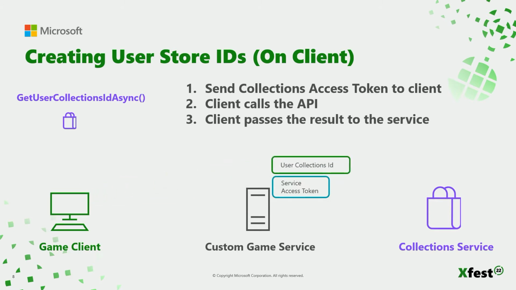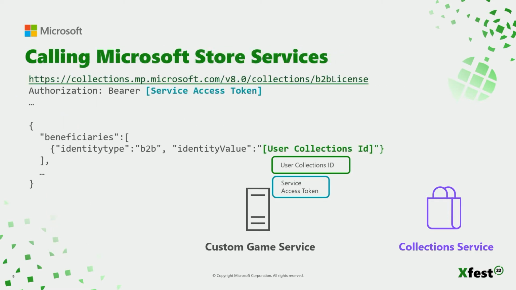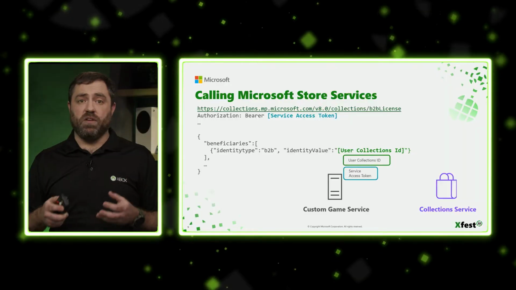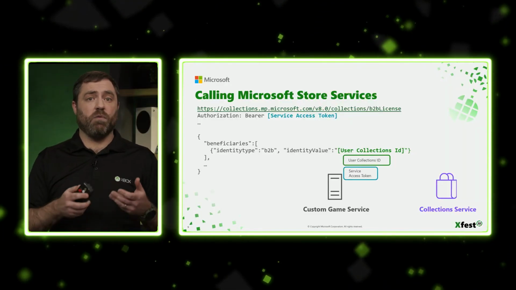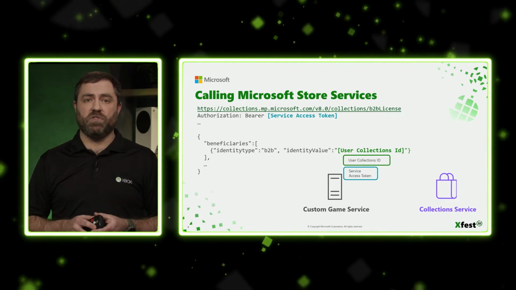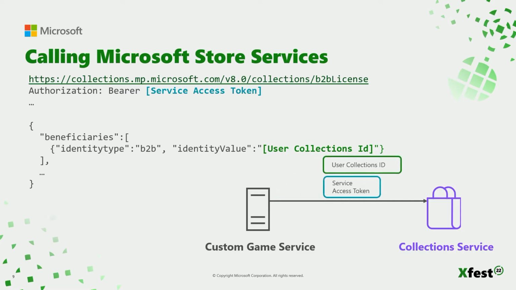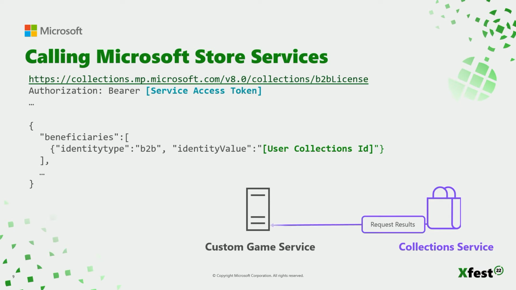We can now use the service access token as the bearer token in the authorization header and the user collections ID in the beneficiaries array of the request body to identify the user. Once our request is authenticated, we will get back the results of the user's collection data.